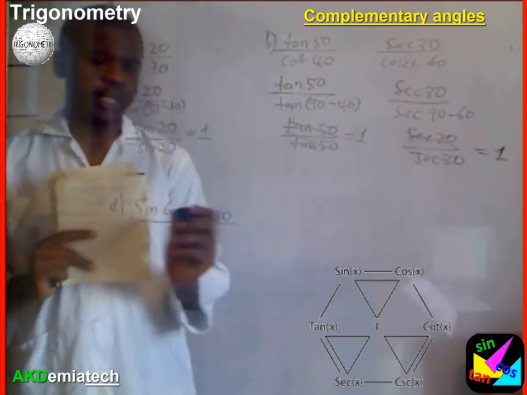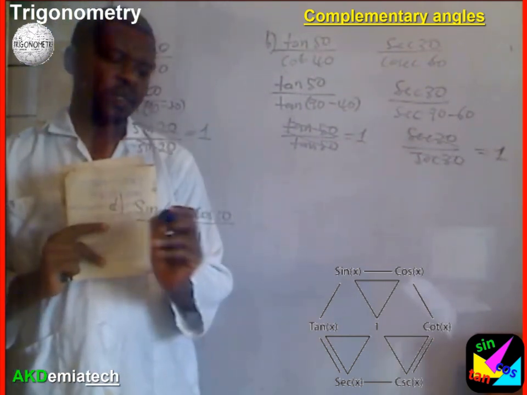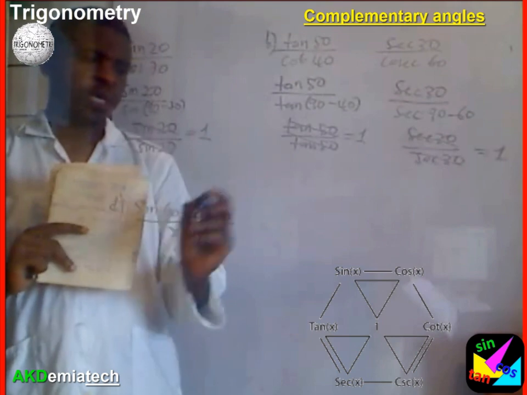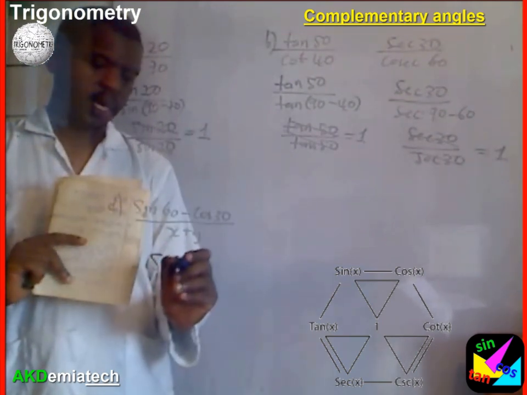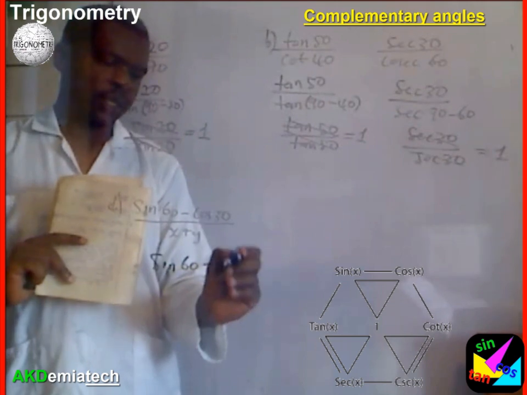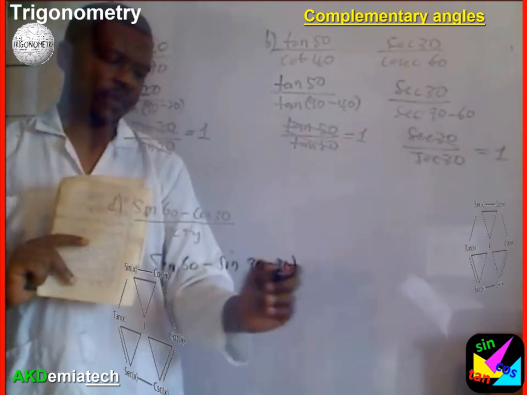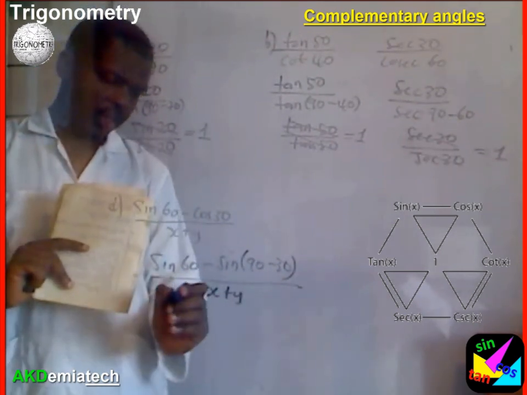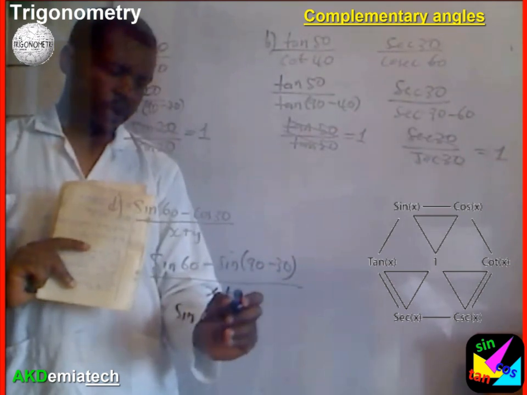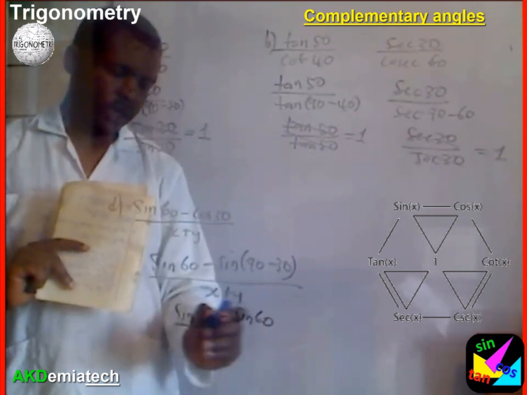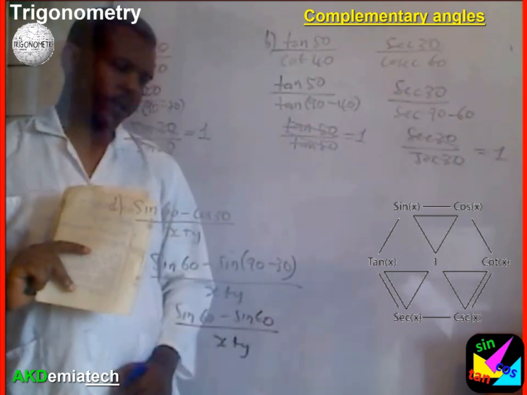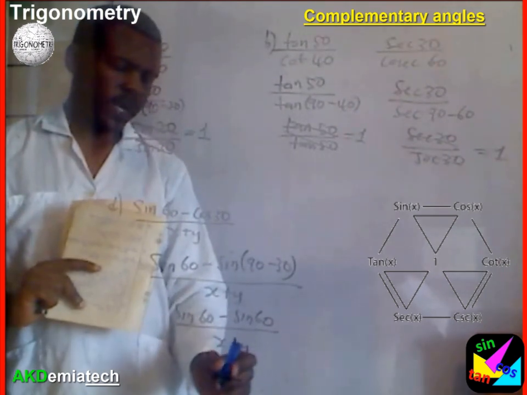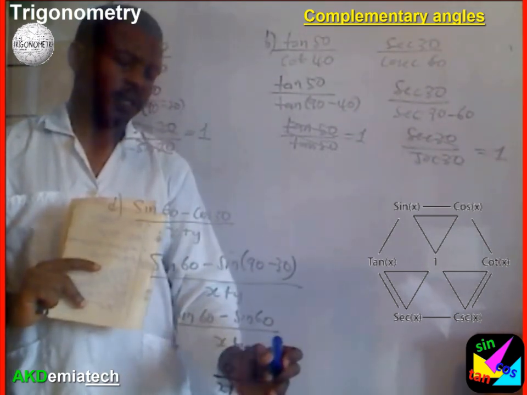Let's look at this one here. Sine 60, sine and cosine are co-ratios of complementary angles. Here I shall have sine 60 minus sine 90 minus 30 all over x plus y. This is sine 60 minus sine 60 all over x plus y. So what is sine 60 minus sine 60? This is 0 all over x plus y, which gives us 0.